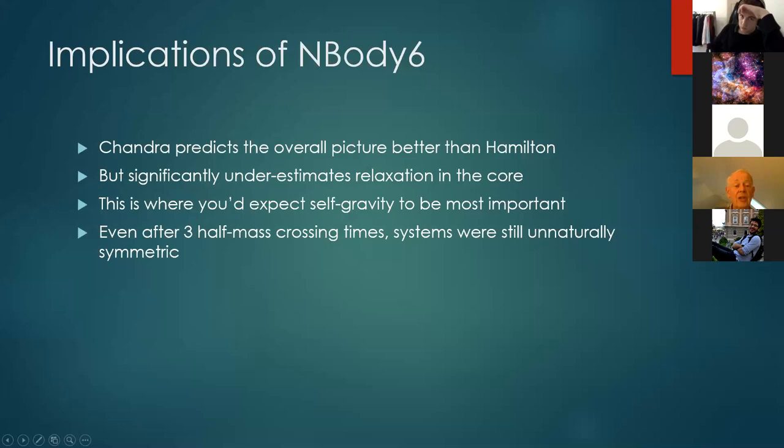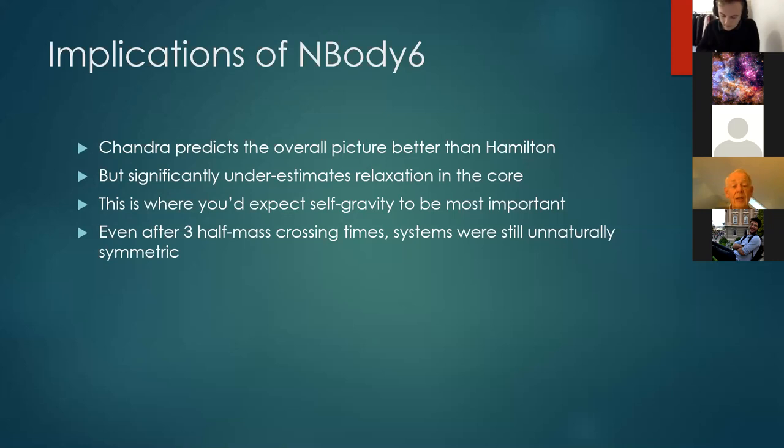So Chandra predicts the overall picture better than Hamilton. So clearly leaving out these local scatterings, which Hamilton's obliged to do for technical reasons, is a mistake, or has bad effects. But Chandra significantly underestimates the relaxation in the core, which is where you'd expect self-gravity to be important.